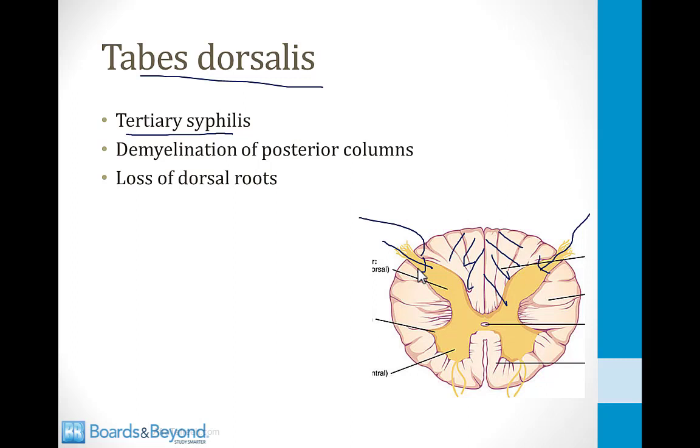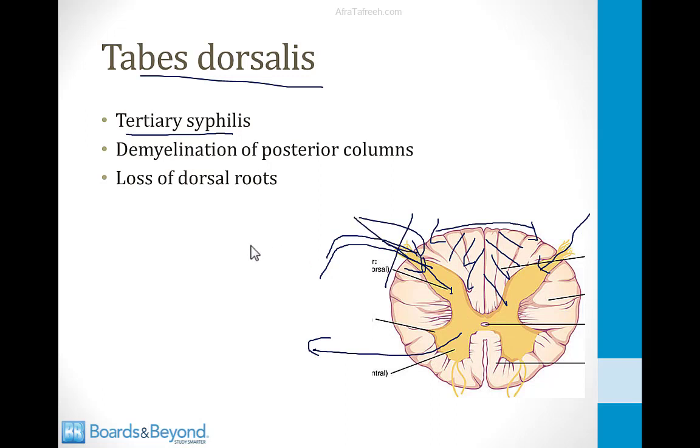So what's going to happen is, number one, these patients are going to lose their ability to detect proprioception, and they're going to lose their balance and become ataxic. Also, because there's no sensory information coming in through those dorsal roots, they're going to lose their reflexes. The way you have a reflex is that sensory information comes into the spinal cord, synapses with the anterior horn, and goes back out. The reflexes will be lost in tabes dorsalis because of loss of this dorsal root of the spinal cord.